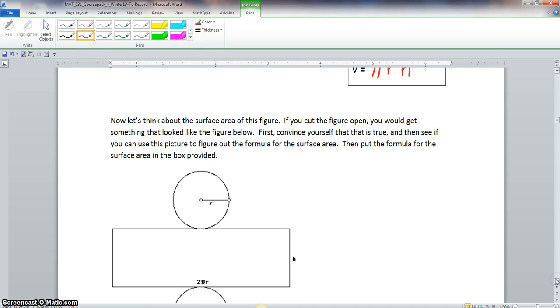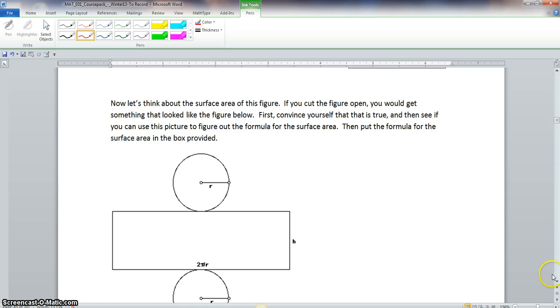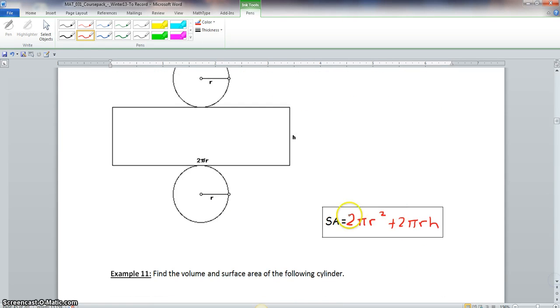Now it says here, let's think about the surface area of the figure. If you cut the figure open, you would get something that looked like the figure below. First, convince yourself that that is true, and then see if you can use this picture to figure out the formula for the surface area. Then put the formula for the surface area in the box provided. Now we need to scroll down. And our surface area is 2 pi radius squared plus 2 pi radius height.